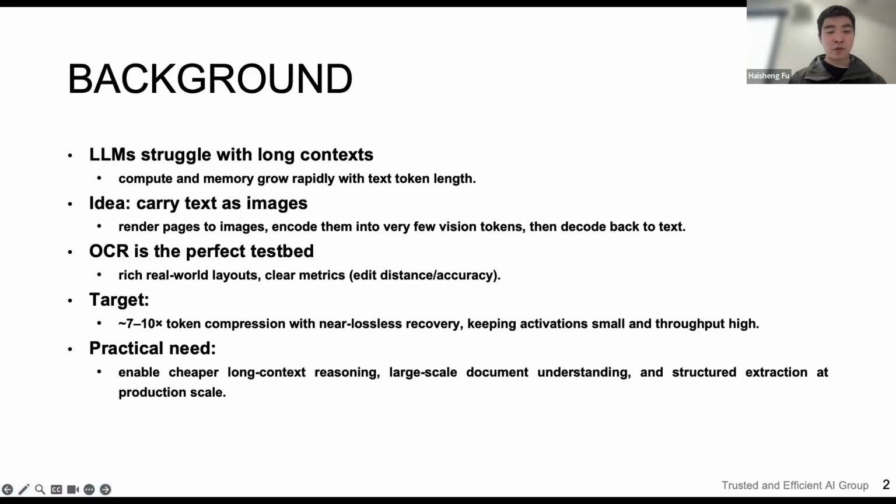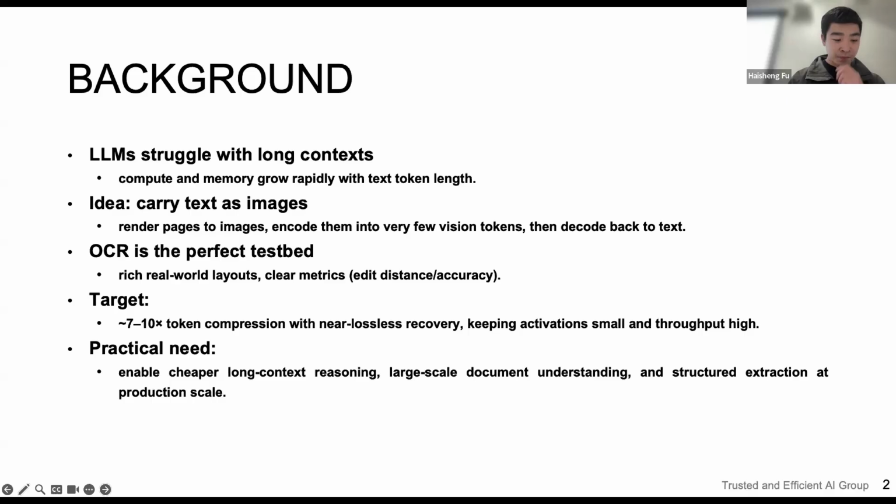Second, I will explain the motivation. The motivation in this paper is very simple. Long contexts are expensive for large language models because cost scales with the number of text tokens. The authors propose an alternative path: don't carry context as text tokens. Instead, render pages as images, compress every page into a small number of vision tokens, and decode back to text and structure when needed.